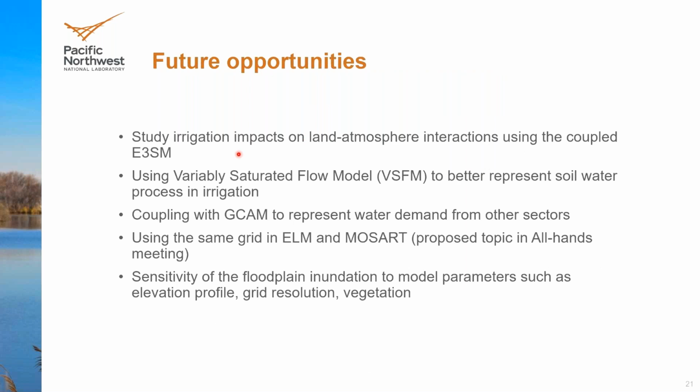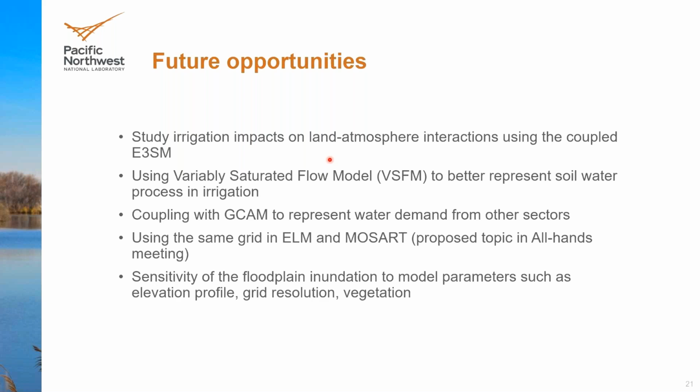Irrigation will heavily change the water budget in the water cycle. It also will impact the land-atmosphere interactions. So it's going to be interesting to see how irrigation impacts these interactions using the coupled E3SM. Currently we are using a simple soil water model in the ELM, but Gautam has developed a variably saturated flow model. If we use that model, I believe we can better capture the soil water process in irrigation.